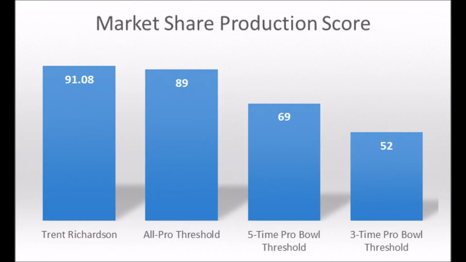So let's start with Trent Richardson. So starting with his production out of college, starting with his market share data anyways. He had a 91.08 market share production score. It pretty much hit every single threshold when it came to All-Pro potential, 5-time Pro Bowl potential, and 3-time Pro Bowl potential. So, he was a very highly productive player when it comes to market share data coming out.